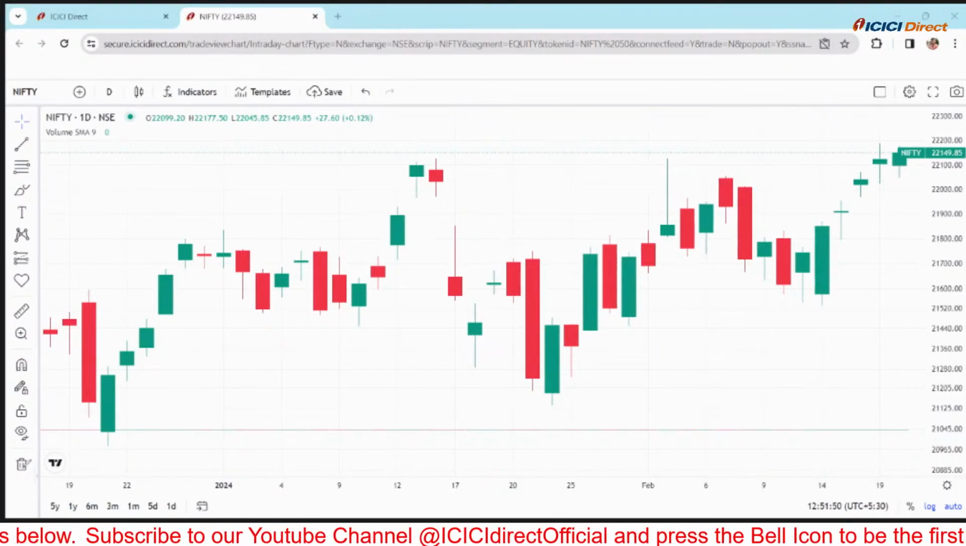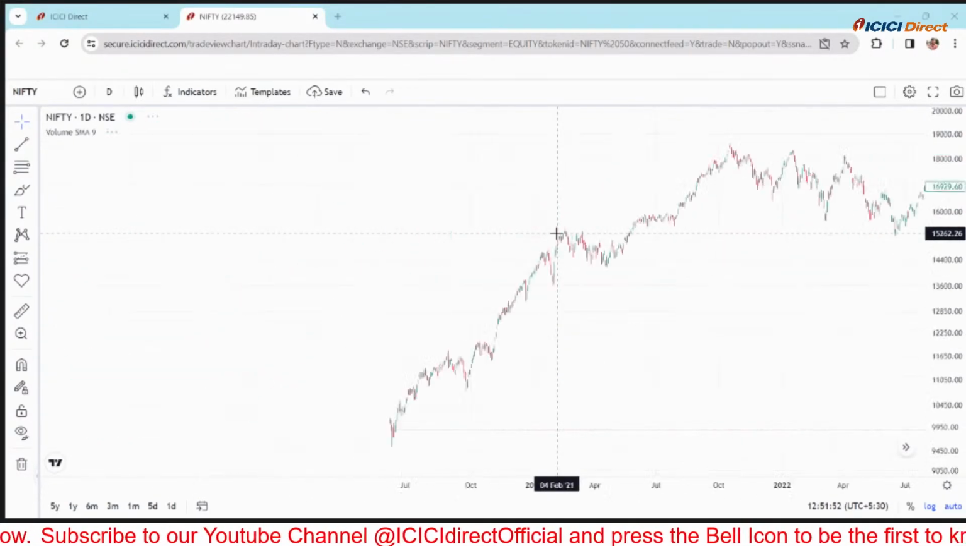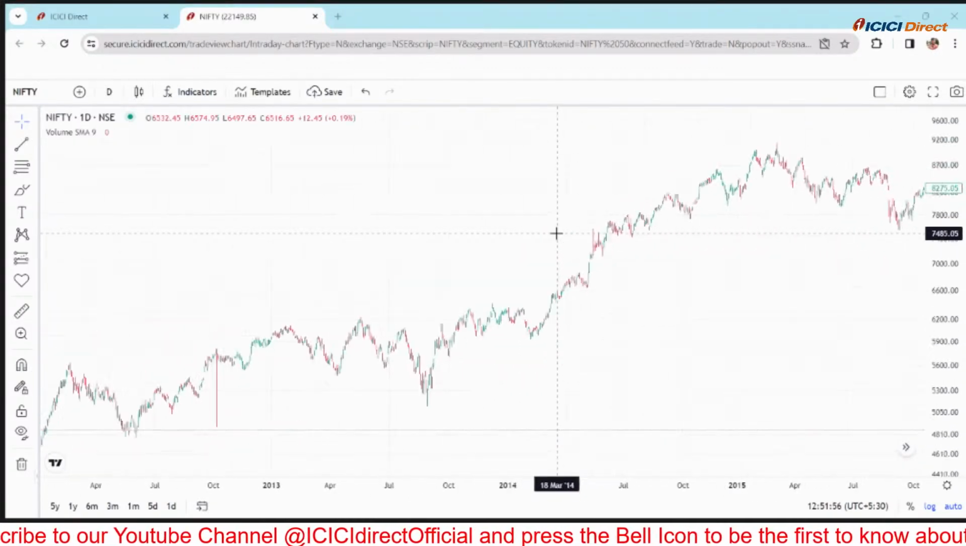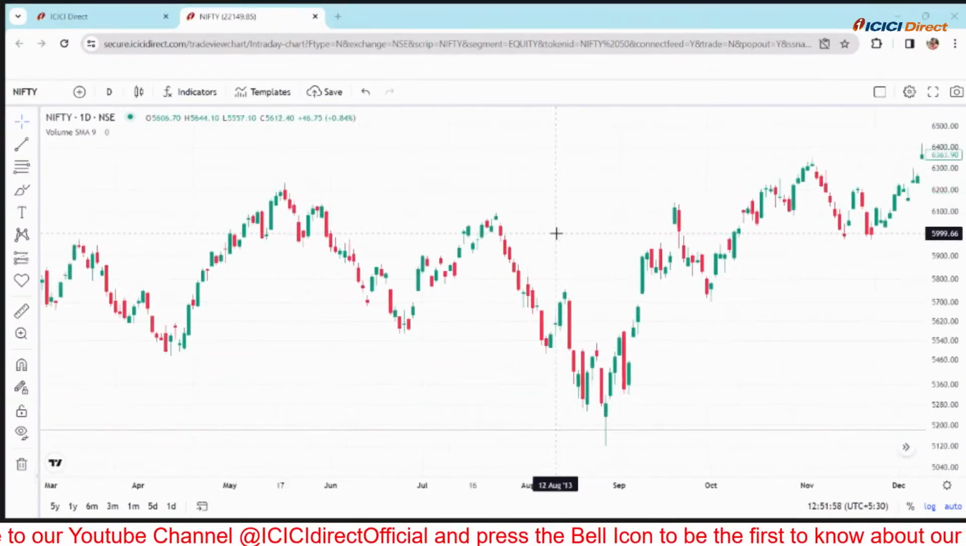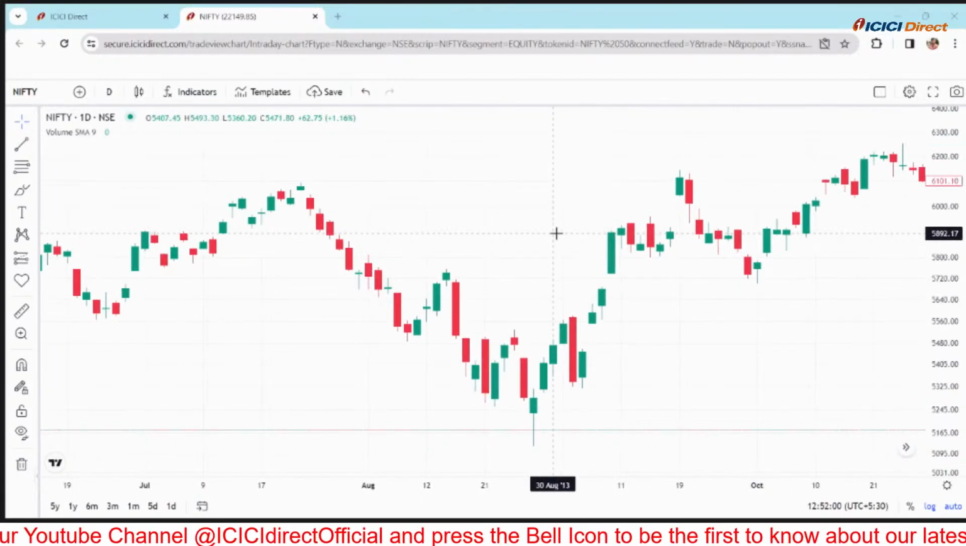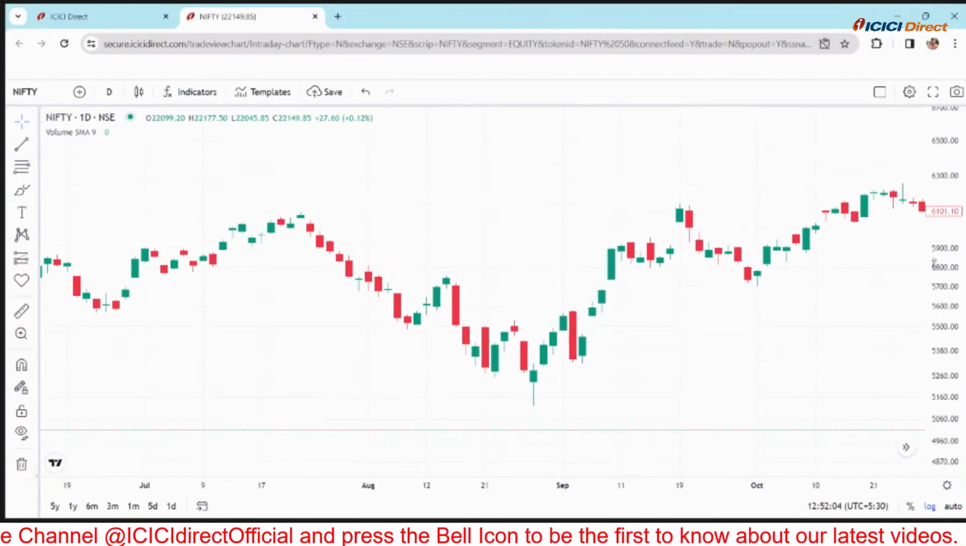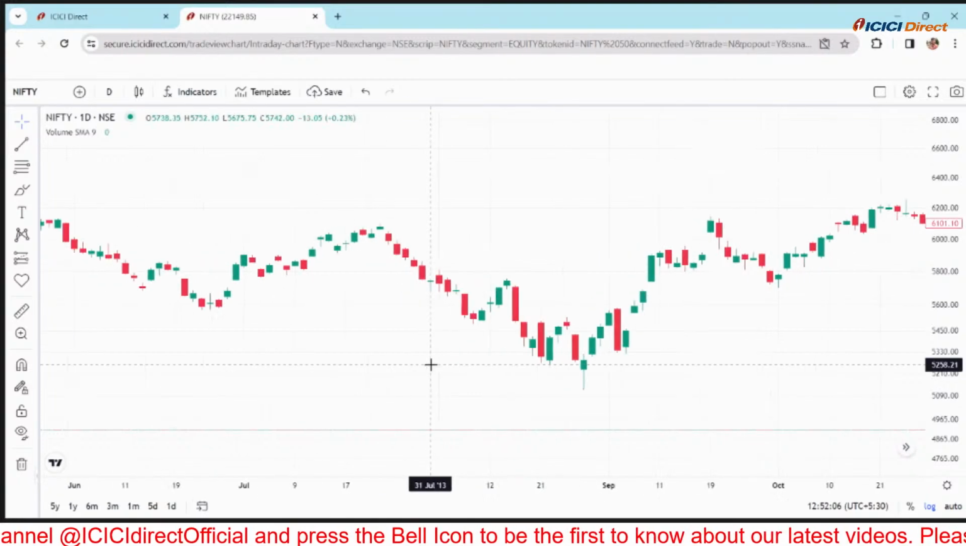Okay. So what we'll do is go back in time. Let's go to the post-COVID era, let's go to the 2014 era and see whether we are seeing something. See, I think I spotted a hammer here because I saw a downtrend.